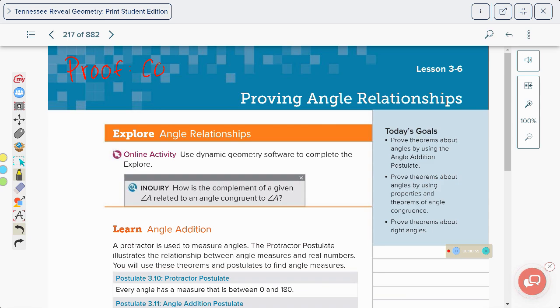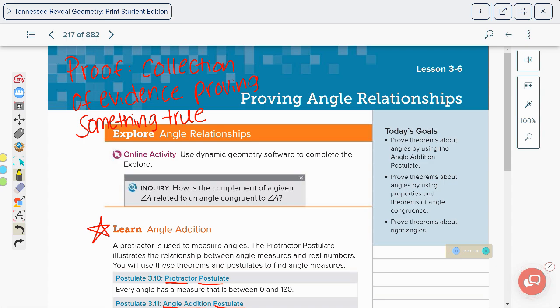So a proof, you could say, would be a collection of evidence proving something to be true. Okay. And if we look down at the learn here, it says learn the angle addition, and then we have a list of what we call postulates. So we have a protractor postulate, the angle addition postulate, and then a couple more, okay?